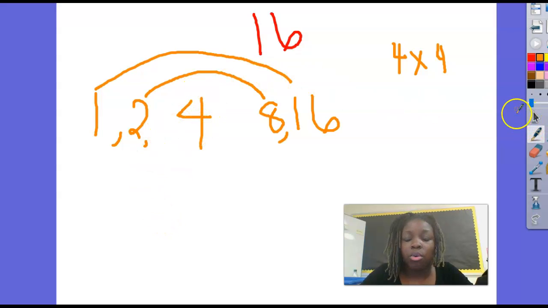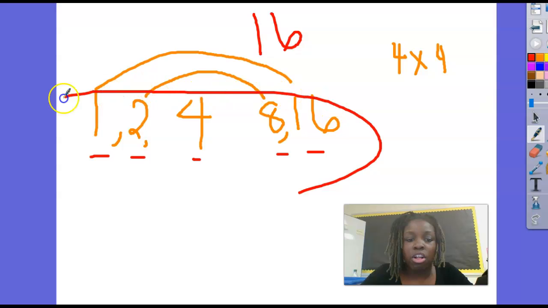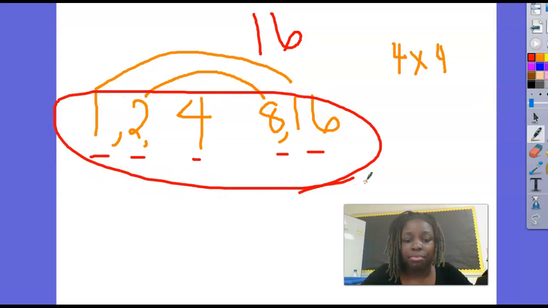So then when I look at my factors of 16, it is 1, 2, 4, 8, and 16. These are all of my factors of 16. All right, remember that double number. You do not have to do it twice.